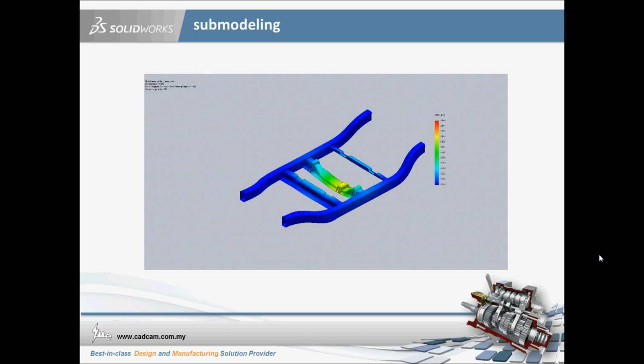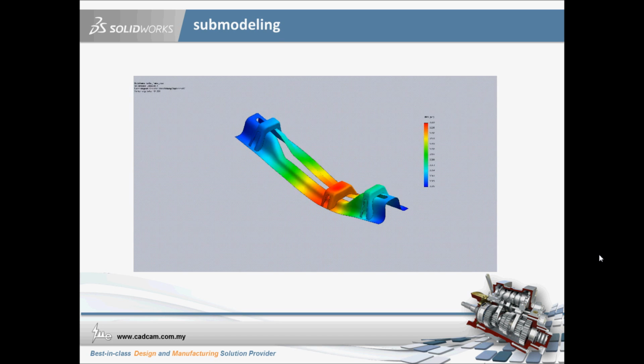So let's look into one of the unique features that SolidWorks Simulation offers in static analysis. We call it submodeling. Now you can see this chassis is quite complicated to mesh and run analysis on. So what submodeling offers is that first of all, we run a global analysis, meaning the whole structure is included, and then the result that we get from the global analysis, we can localize at the same single frame for us to obtain a more accurate result.